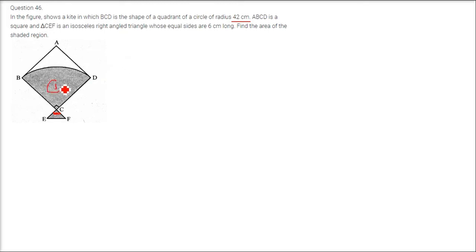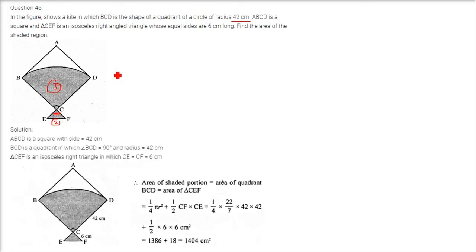So what we have to do, this is the first area, this is the second area, we just have to add these two areas. So what is the area of the quadrant? It is 1 by 4 pi r square, theta by 360 into pi r square. Theta is 90 degrees, so 90 by 360 into pi r square, 1 by 4 pi r square. So 1 by 4, you can take pi as 22 by 7, into r square.